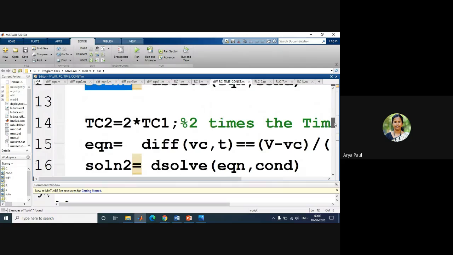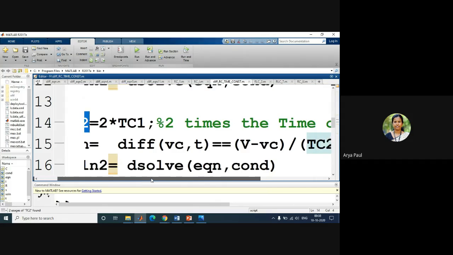Now the second solution. Now change the RC time constant. So TC2 is equal to 2 times the RC time constant. Initially the RC time constant was TC1, now you multiply it with 2. So 2 times the RC time constant will be TC2.